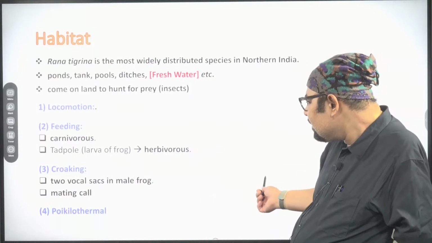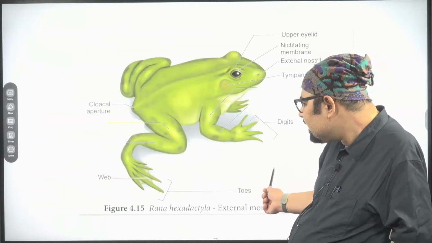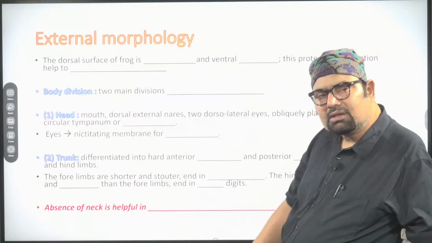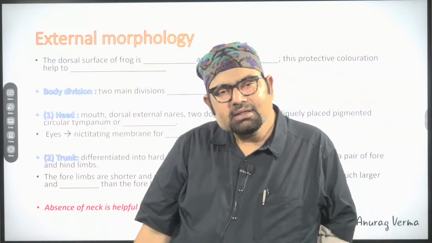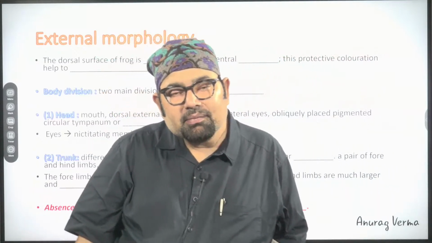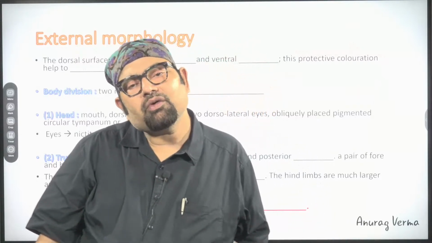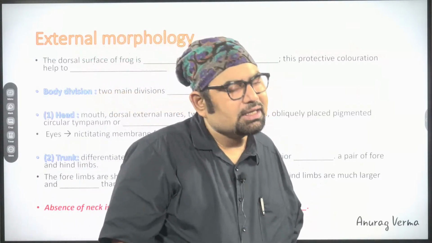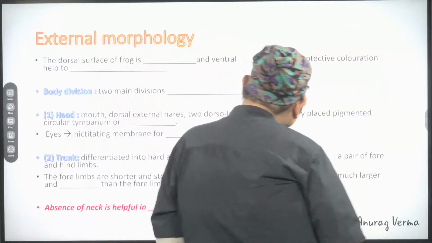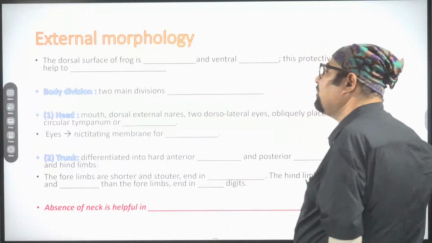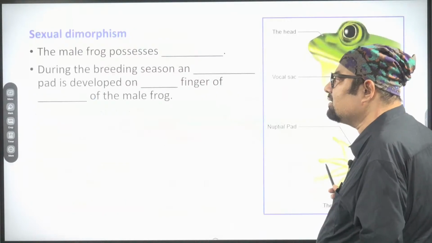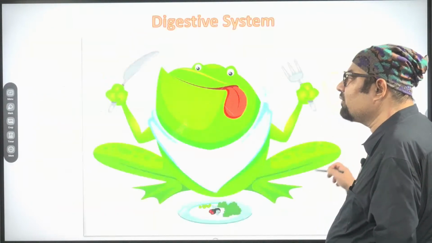Okay. Well, and feeding habit: the adult, that means Rana tigrina, is carnivorous, but its tadpole is carnivorous, herbivorous, or omnivorous? Adult is carnivorous. Tell me the larva, the tadpole, is it carnivorous, herbivorous, or omnivorous?